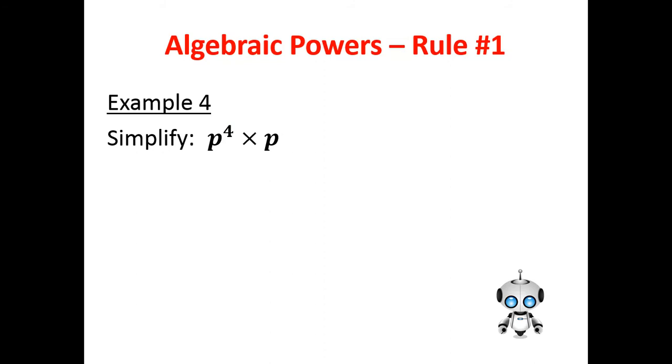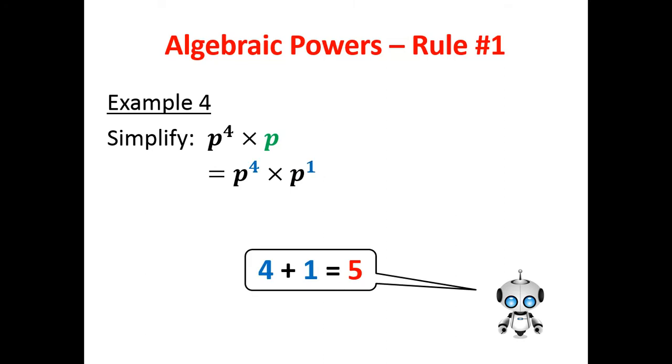Example 4. p to the power of 4 times p. Now, we've just got to remember this p on its own here is equivalent to p to the power of 1. So we have p to the power of 4 times p to the power of 1. So we're going to take the two powers and add them together to get p to the power of 5.